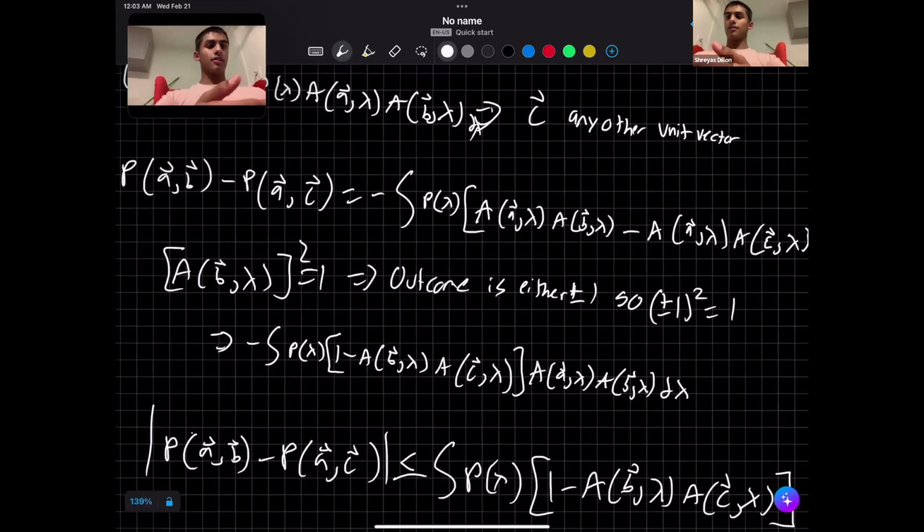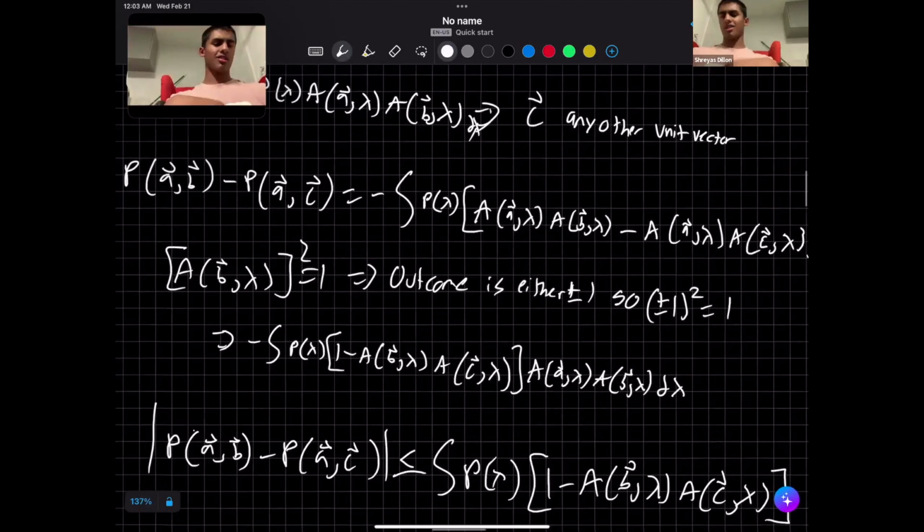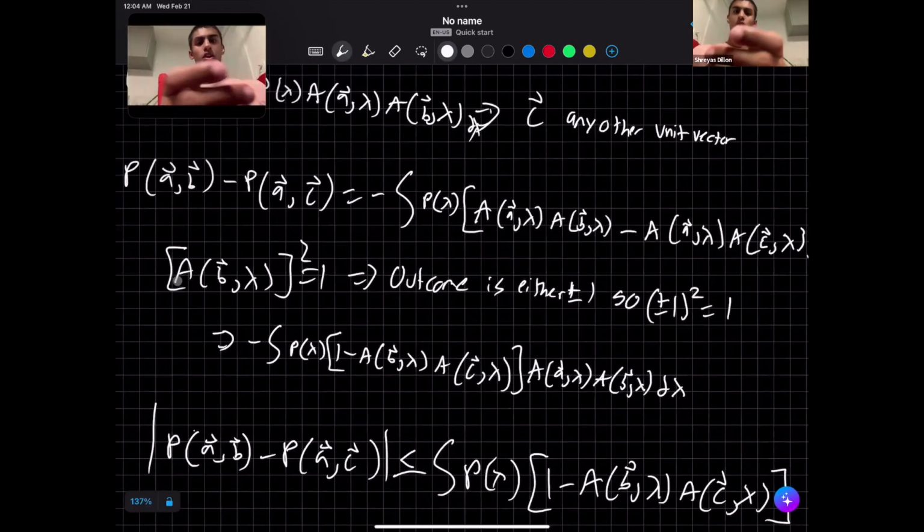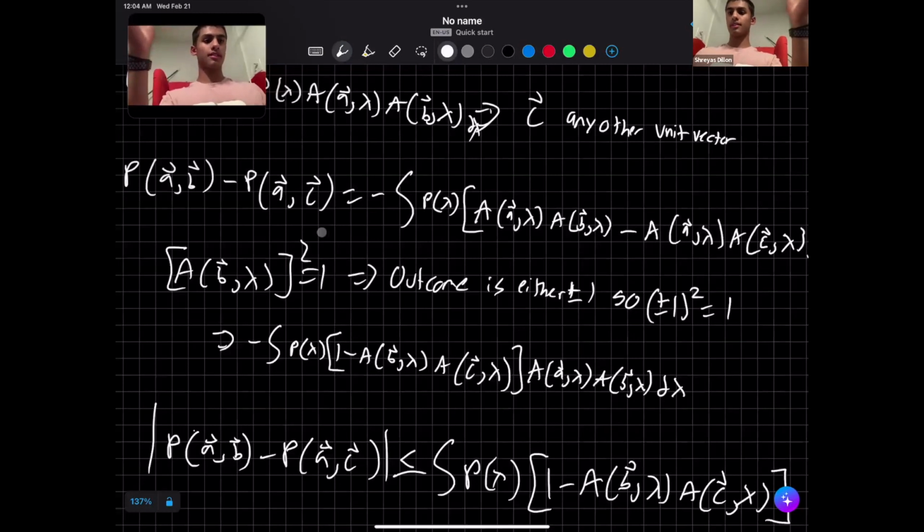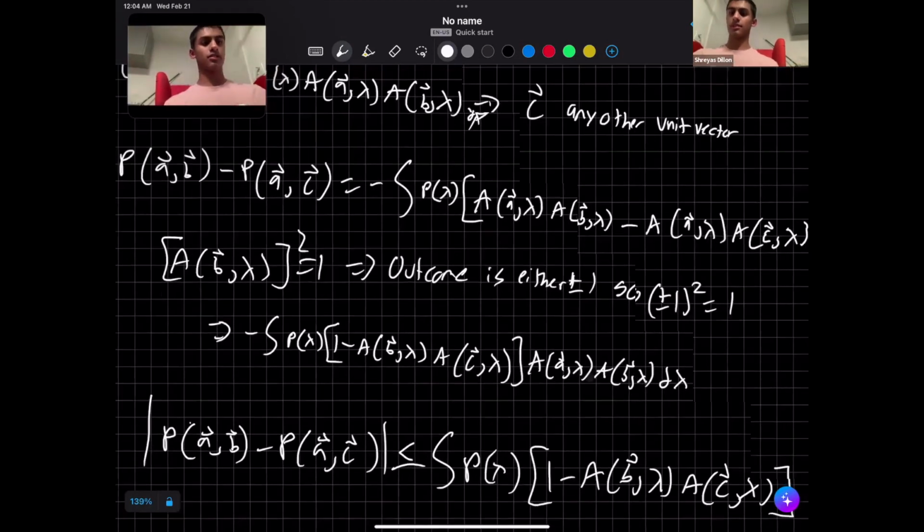From here, we have a simplification we can do, or a factorization actually, where we know that this value here, outcome A with the B vector and lambda, if you square it, it equals 1 because the outcome is plus or minus 1. And if you square that, it's always going to be positive. So it's just 1. And here we're going to be factoring out this term, as you can see on the right, A of the A vector lambda times A of the B vector lambda. And if you just multiply it all in, it'll simplify.